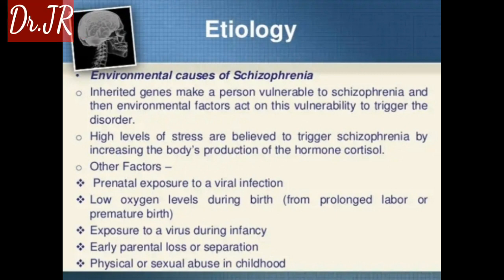Environmental causes of schizophrenia. Inherited genes make a person vulnerable to schizophrenia, and then environmental factors act on this vulnerability to trigger the disorder. High levels of stress are believed to trigger schizophrenia by increasing the body's production of the hormone cortisol. Other factors: prenatal exposure to a viral infection, low oxygen levels during birth from prolonged labor or premature birth, exposure to a virus during infancy, early parental loss or separation, and physical or sexual abuse in childhood.